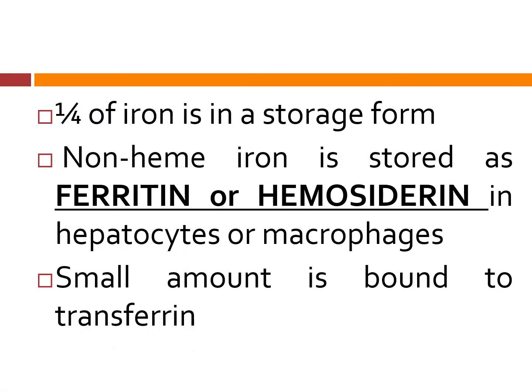So one quarter of iron is in storage form, and it is usually non-heme iron in the ferric form, stored in ferritin or hemosiderin in the liver, in the hepatocytes, or in the macrophages. A small amount of our iron is also bound to transferrin.